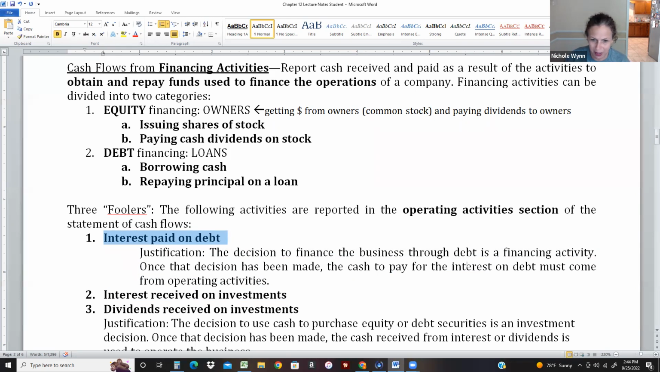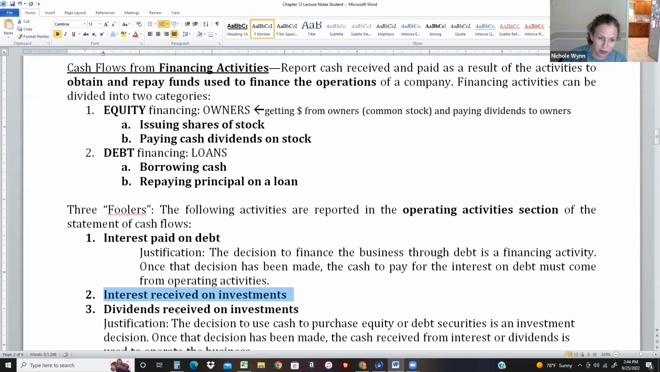And the rationale behind that is listed here, but if you choose to get a loan, that's how you're financing your business, but the interest you've got to pay day to day is going to affect your operations. And then interest received on investments, like interest you receive on your savings account, that also goes in operating. So when you invest in others and you get interest, the investment is considered investing, but receiving that interest day to day goes in the operating section.